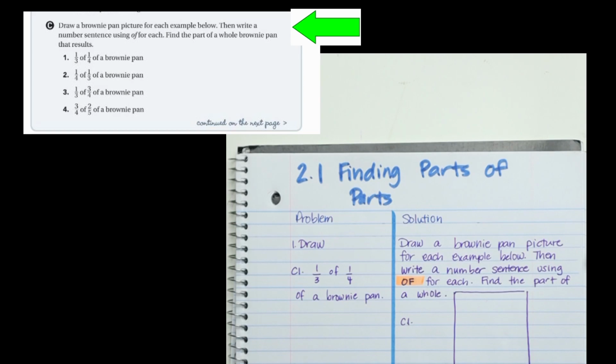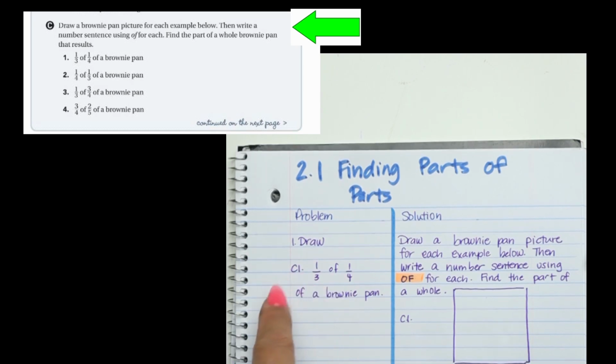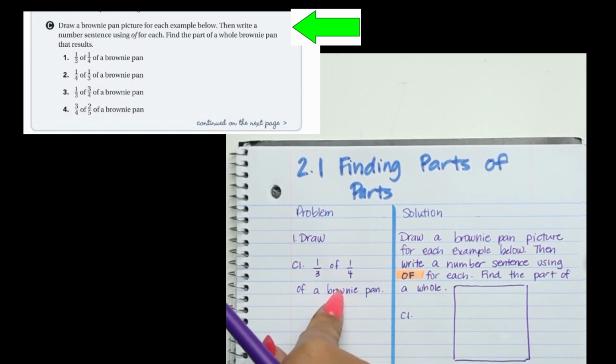Here's problem C. Draw a brownie pan picture for each example below. Then write a number sentence using of for each. Find the part of a whole brownie pan that results. We're just going to continue with problems like Mr. Williams and Serena's problems, but now they're just going to give us an incomplete number sentence, because we don't know what the answer is.